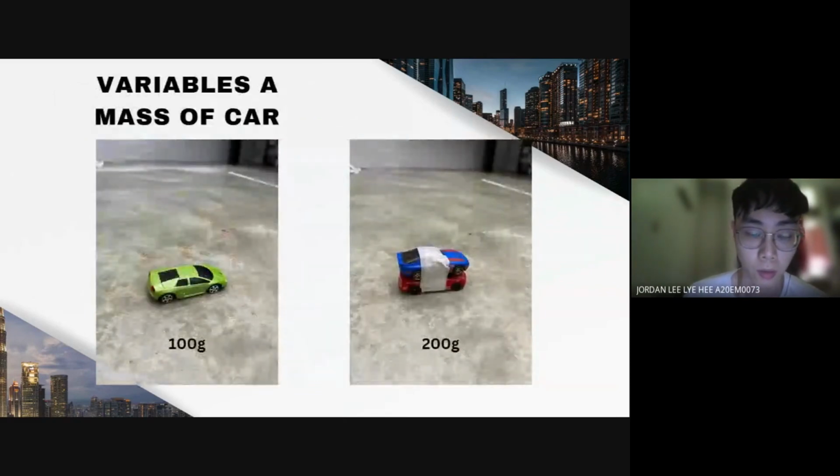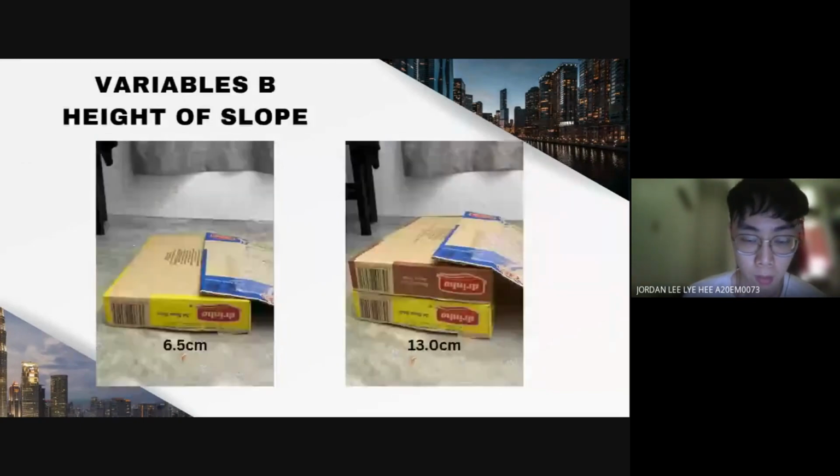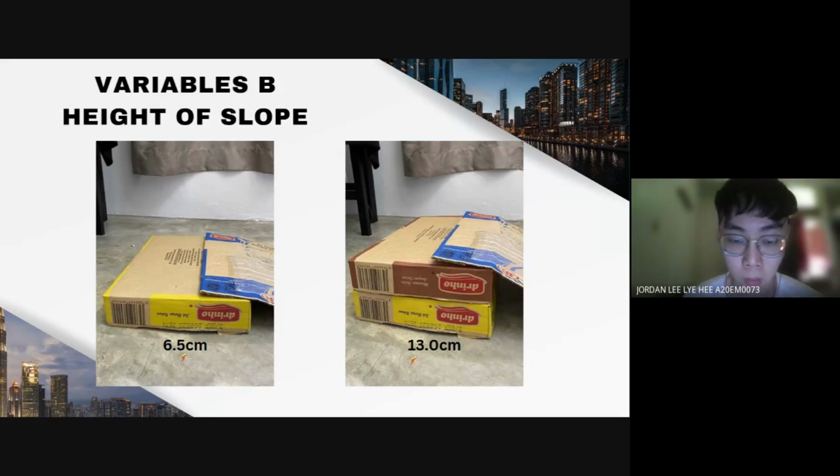Next. The first variable, the mass of the car, will be weighed: this one toy car is approximately 100 grams, and with two toy cars, it will be approximately 200 grams. So this is the difference between the mass of the car. As for the height of the slope, we will manipulate it using two cardboard boxes or one cardboard box. For one cardboard box, the height is around 6.5 cm, while using two cardboard boxes, it will be 13 cm.